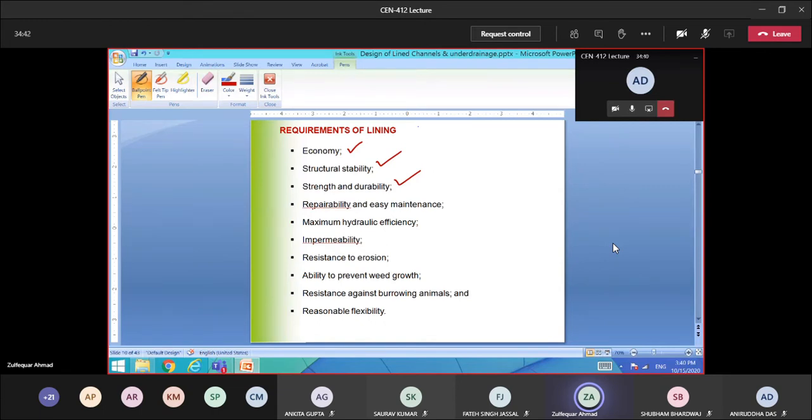Now, a very important part is the repair work. You have to choose a lining where you can easily do the repair work and the maintenance work. Maximum hydraulic efficiency: if you go with the boulder pitching, I mean the boulder lining, in that case the Manning coefficient will be higher, and you will not get your desired level of hydraulic efficiency of that channel.